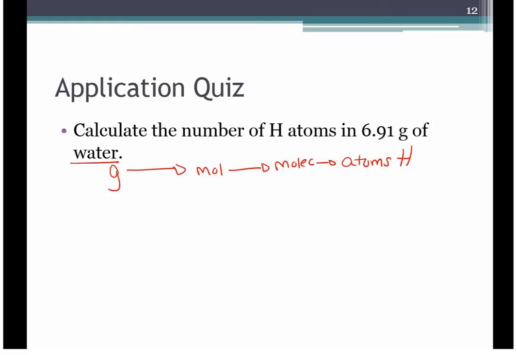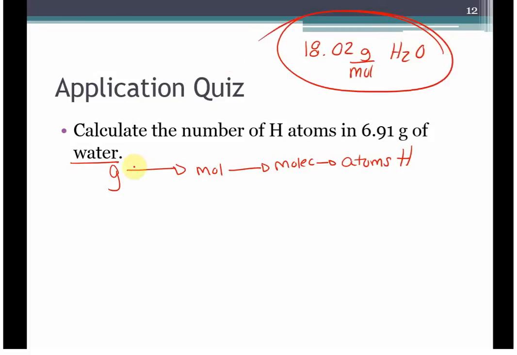Now, a few slides ago, we did the molar mass of water. I'm not going to scroll back, but it was 18.02 grams per mole for water. If you did not have this quantity, you would have to calculate molar mass here. To go between moles and molecules, we use Avogadro's number. And to go between molecules and atoms, we're just going to look at the formula. So here we have a three-step process. So I'm going to give myself three columns, give myself lots of room this time.